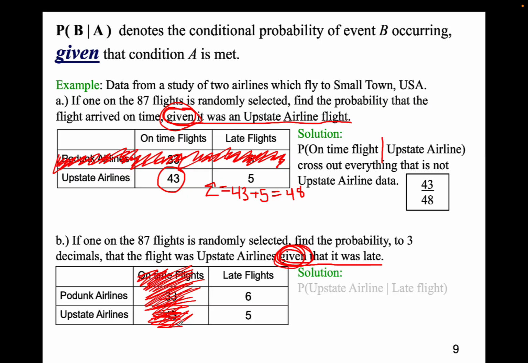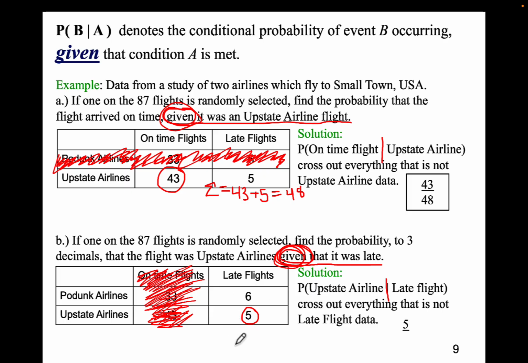All right, let's set this up. We're being asked the probability, to 3 decimal places, that the flight was an Upstate airline flight given that it was a late flight. So using just our numbers here, we have crossed out everything else that is not a late flight. Our numerator for Upstate Airlines is here. There are 5 out of, how many total do we have that were late? 11.